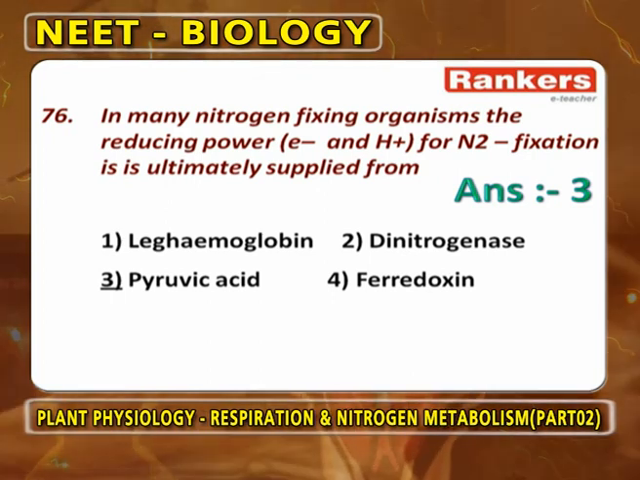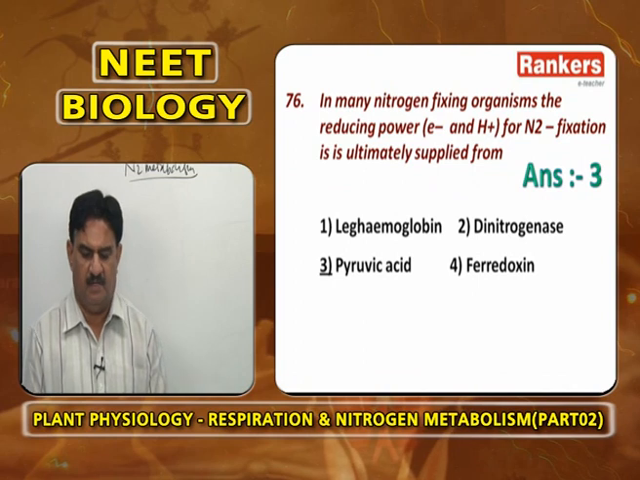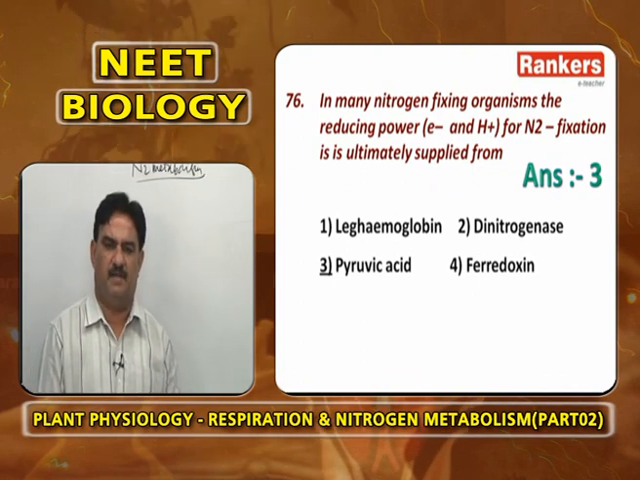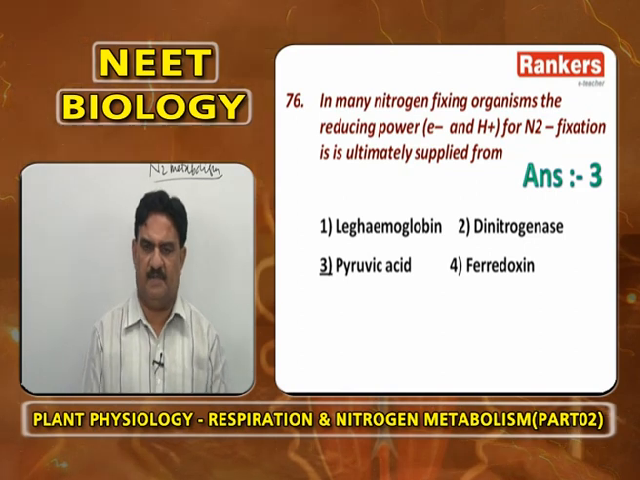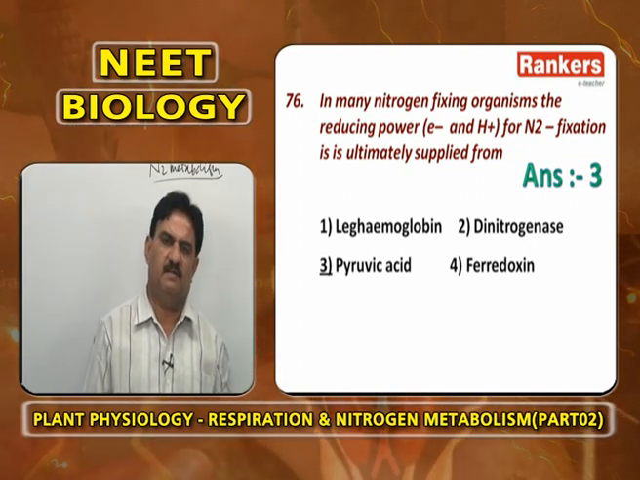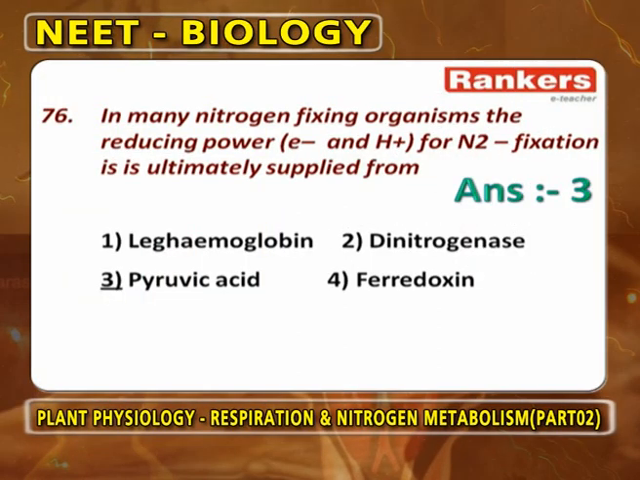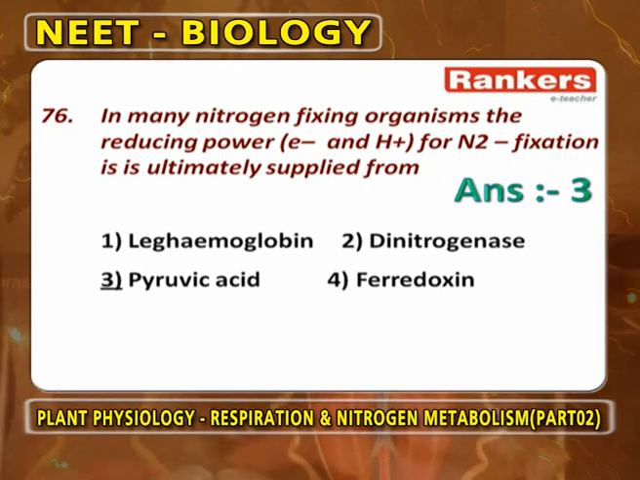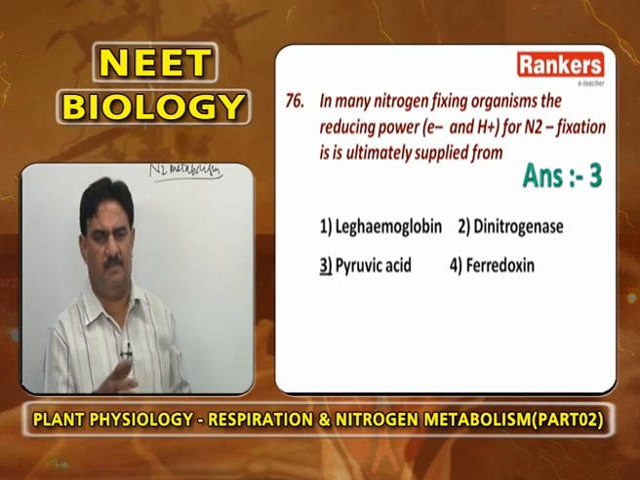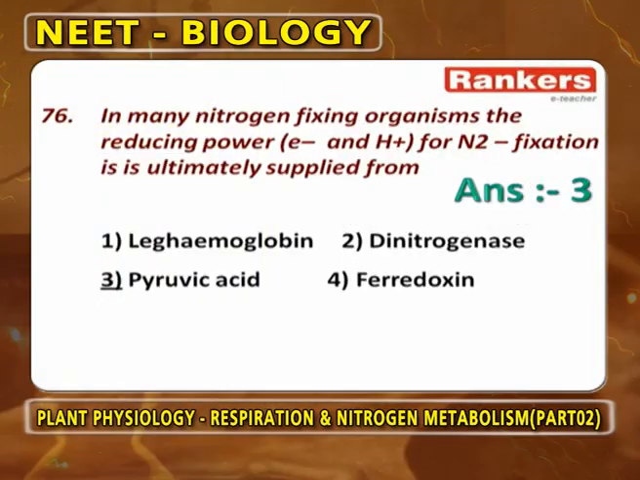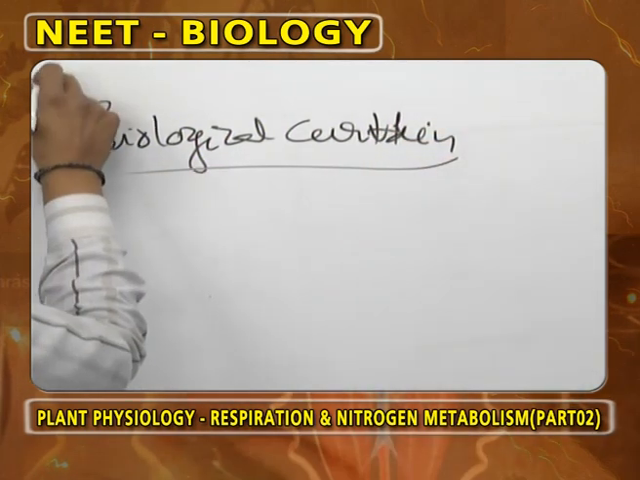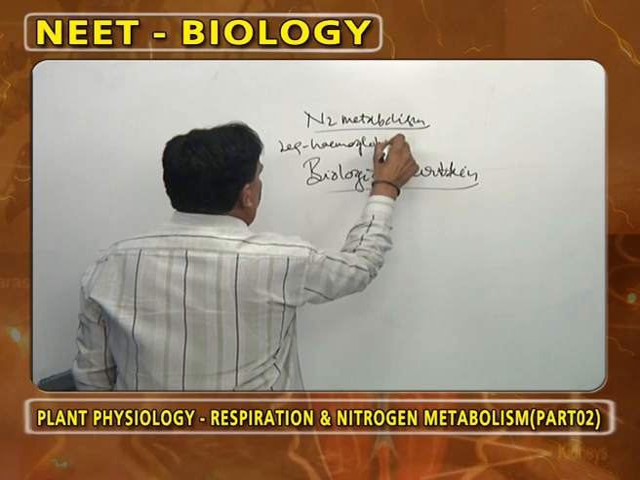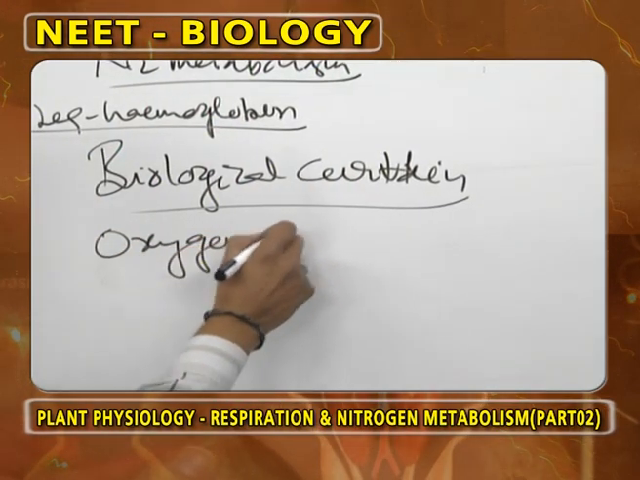So, in many nitrogen fixing organisms, the reducing power, electron and proton, of nitrogen fixation is ultimately supplied not from leghemoglobin. Leghemoglobin is a pink colored pigment present in the root nodules of legumes, where whenever there is oxygen, dinitrogenase cannot show its function. That oxygen must be removed from dinitrogenase, but that oxygen must be supplied to rhizobium for its survival. For this careful, very sensitive situation of supplying oxygen to rhizobium while keeping the nitrogenase in rhizobium from being exposed to oxygen, leghemoglobin functions like a biological curtain. Leghemoglobin is also popularly called an oxygen scavenger.